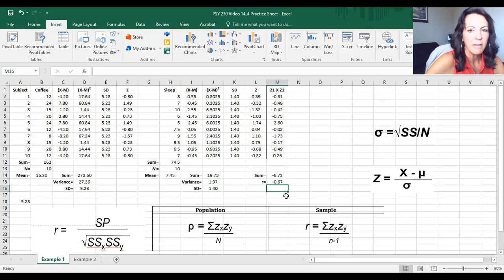What does that mean? It's a negative correlation, which means as the scores of one variable go up, the other scores go down. So this is a negative relationship between coffee and sleep, which means that the more coffee you have, the less sleep hours you get. The less coffee you have, the more sleep hours you get. The scores vary, but in different directions, and that's how you calculate a Pearson's R.